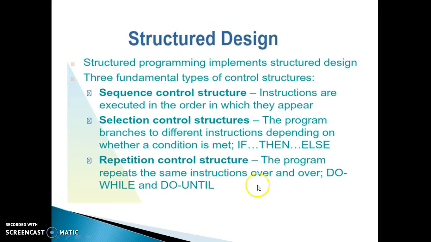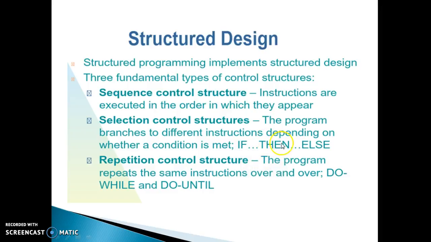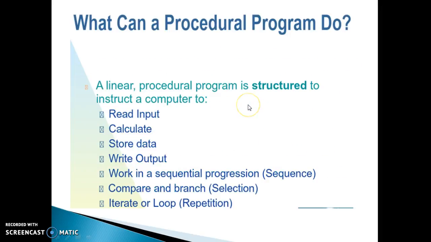For repetition, you have to use the concepts do while, do until, and for loop, and for the control structure, you have to use if, then, else. If the condition is true, then it means the first part, else means the other part. Sequence means sequentially executed.